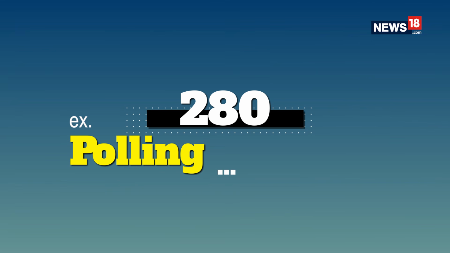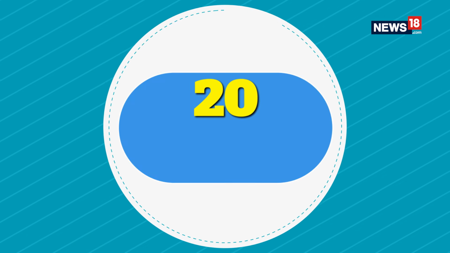Let's say an assembly constituency has 280 polling stations. Hence, the number of rounds required for completing the counting will be 280 divided by the 14 tables we just spoke of, that is 20 rounds. In the first round, the counting for the polling station number 1 to 20 would be done.